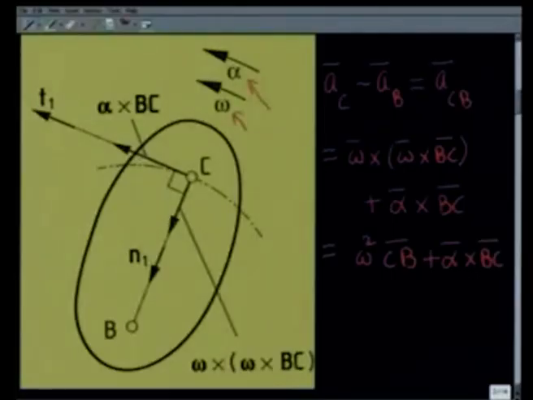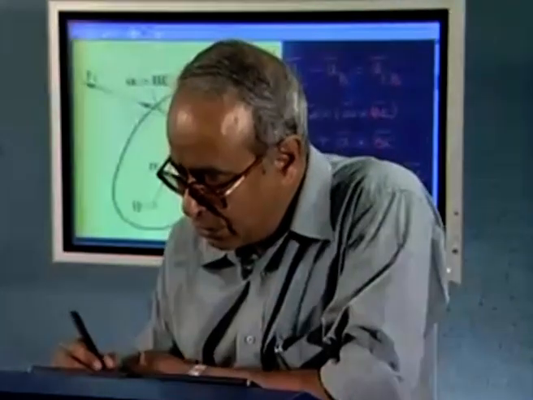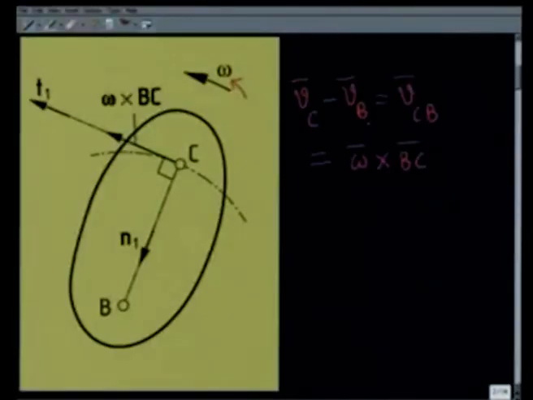That means it will be perpendicular to the vector BC in the sense of alpha. If alpha is counterclockwise, then it will be in this direction. If alpha is clockwise, then it will be in the opposite direction. So we get the relationship between the difference of velocity of 2 points like B and C given by omega cross BC.